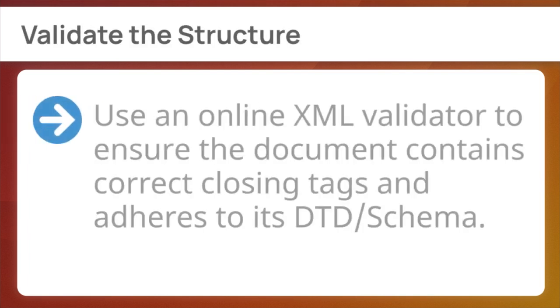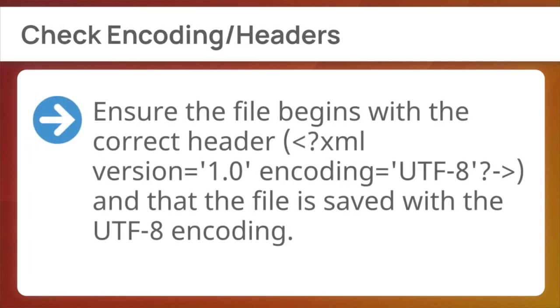Next, validate the structure. Use an online XML validator to ensure the document contains correct closing tags and adheres to its DTD schema. Finally, check encoding and check headers. Ensure the file begins with the correct header, and that the file is saved with the UTF-8 encoding.